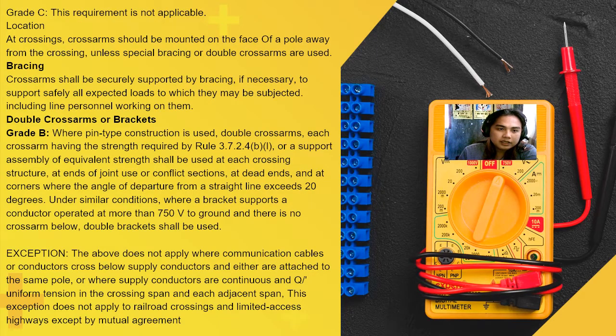For grade C, this requirement is not applicable. Location is at crossings. Crossarms should be mounted on the face of a pole away from the crossing, unless special bracing or double crossarm are used. Crossarms shall be securely supported by bracing. It is necessary to support safely all expected loads to which they may be subjected, including line personnel working on them. So, double crossarm or brackets.